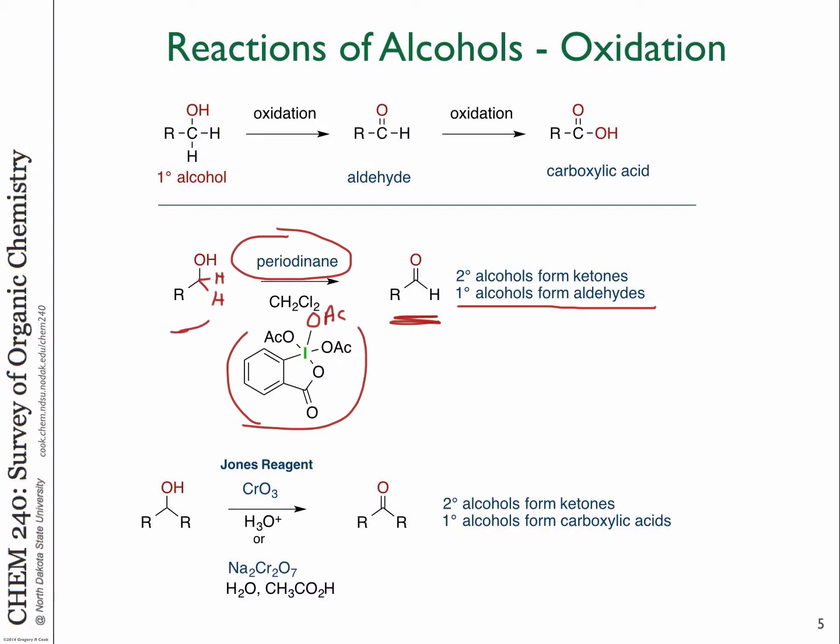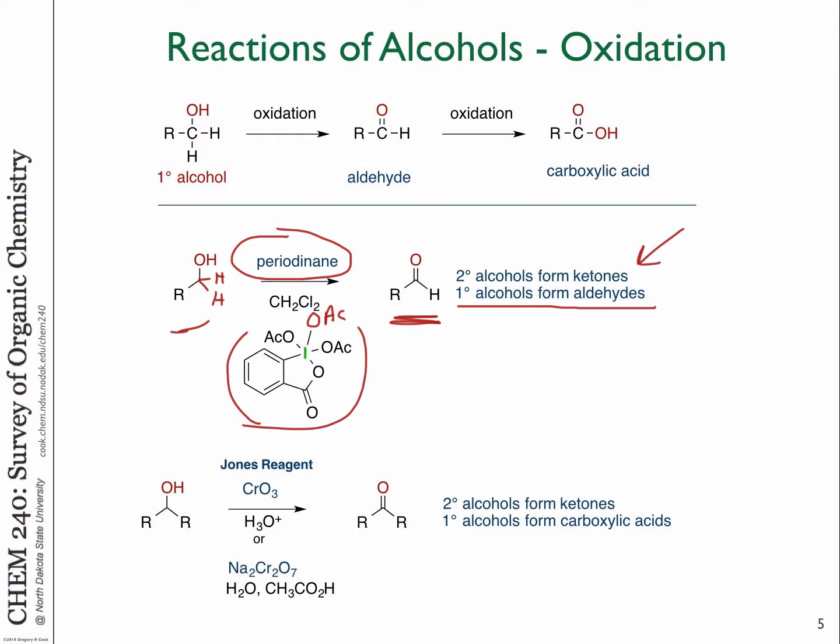If there's only one hydrogen there, or we start with a secondary alcohol, periodinane will still oxidize those, but it can't go any further regardless, but it will make ketones just fine. Okay, so this is a mild reagent. I'm not interested that you memorize the structure of this or anything, but if you recognize periodinane, that's a mild oxidant to make aldehydes or ketones from alcohols. Okay, we can talk a little bit about that reagent. It actually turns out there's an iodine in that molecule, which is at a higher oxidation state. That is the really species which is doing the oxidation.